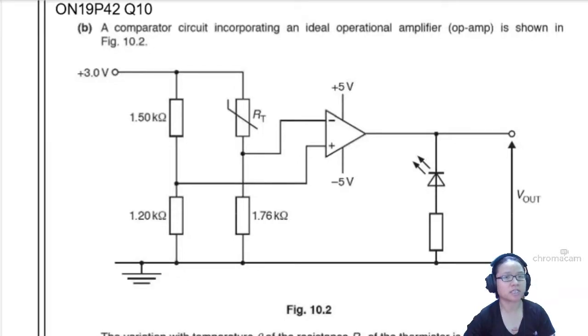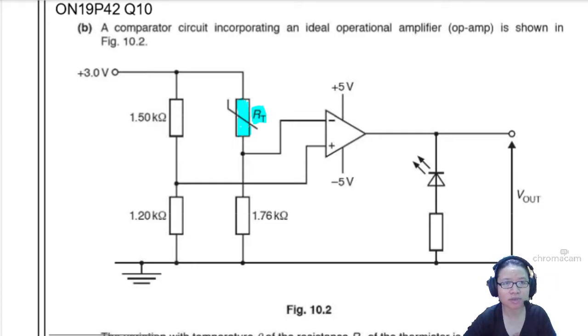So this example is an interesting one. We are going to look at a comparator circuit and we are going to make use of a thermistor. You see this RT here? We're going to use this thermistor to detect the changes in environment, namely temperature. Recently, it's been really hot in Malaysia. All right, so this is an operational amplifier example from chapter 21.